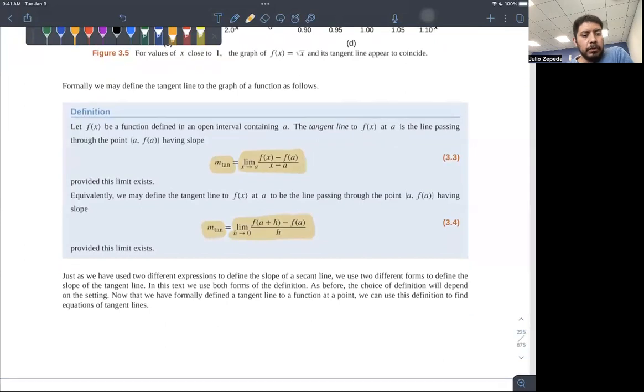Just as we have used two different expressions to define the slope of a secant line, we use two different forms to define the slope of a tangent line. In this text, we use both forms of the definition. As before, the choice of definition will depend on the setting. Now that we have formally defined a tangent line to a function at a point, we can use this definition to find equations of tangent lines.